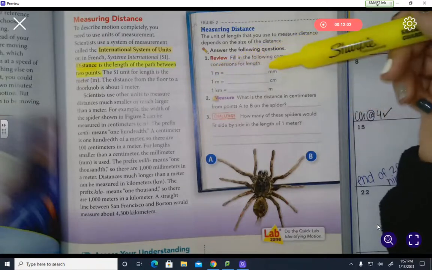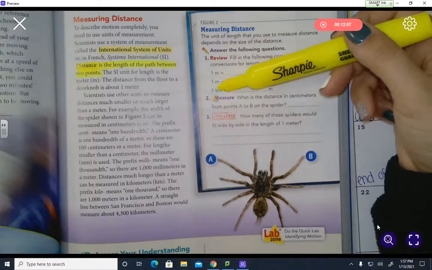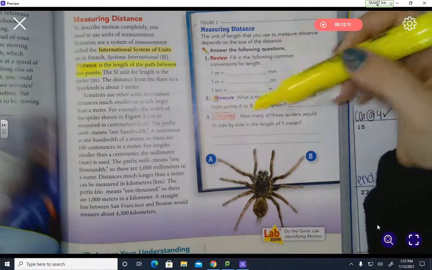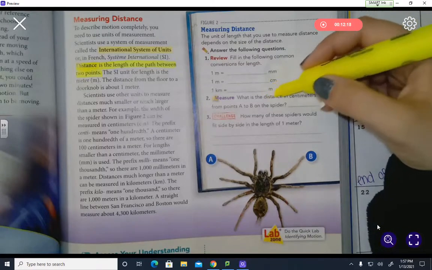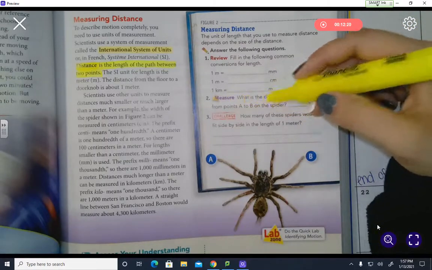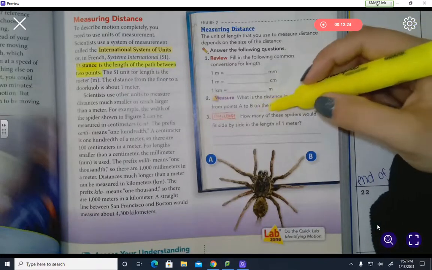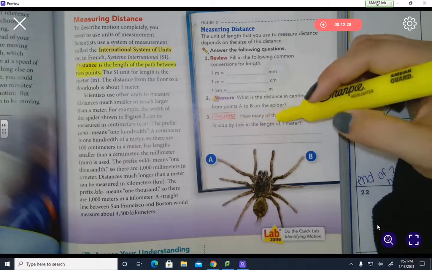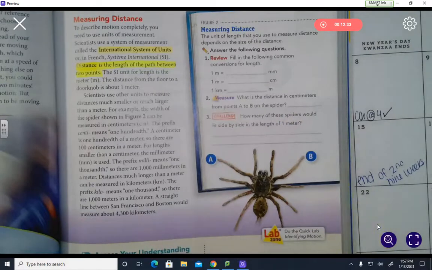1 meter equals how many millimeters? 1 meter equals how many centimeters? 1 kilometer equals how many meters? All of that can be found in the reading. I read all of that to you. What is the distance in centimeters from point A to point B? How many of these spiders would fit side by side in a length of 1 meter? So how many spiders could fit in 1 meter?